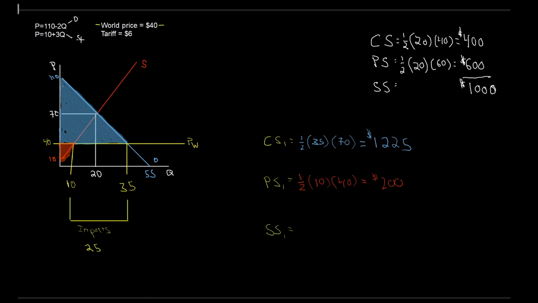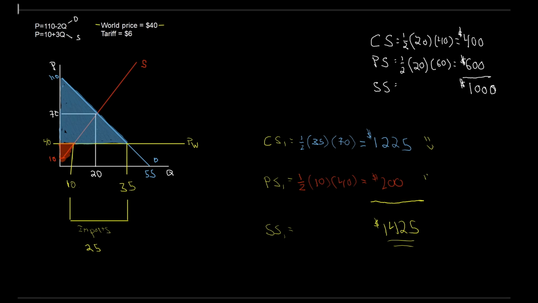So altogether, social surplus, what's happening here? We take our consumers plus our producers and we get our social surplus. We get $1,425 as our social surplus. So winners and losers, we see that consumers have clearly won, right? As we've opened up to trade, we're now able to buy at a much lower price. Our consumers are much better off.